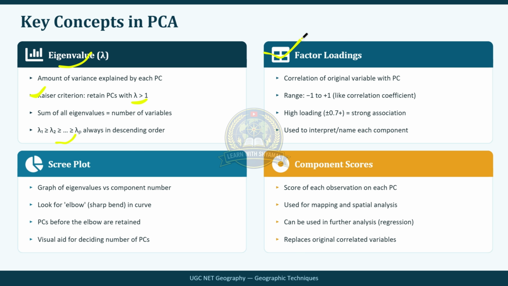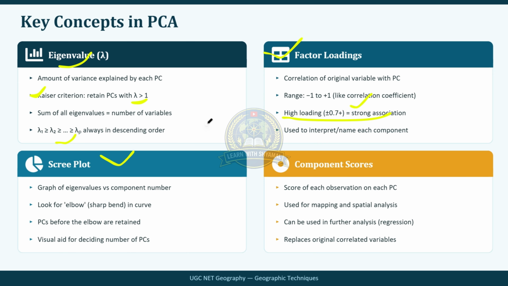Factor loadings: correlation of original variables with PC, range -1 to +1, like a correlation coefficient. High loading is ±0.7 and more, and this indicates strong association between variables. Used to interpret and name each component.